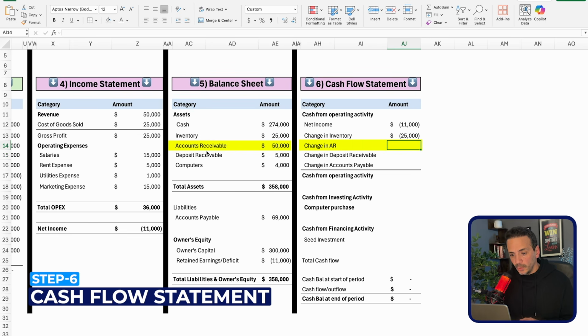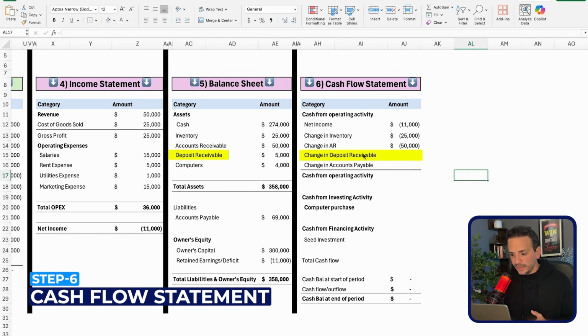Change in AR, when you look at accounts receivable, it went up by $50,000. So you're going to put in here $50,000. But again, is that going to be positive or negative? Well, your accounts receivable went up. Is that good or bad for your cash? If you think about it, right? Accounts receivable going up always means that you didn't collect your cash, and that's bad. You should put that as a negative number. So that's equals negative $50,000.